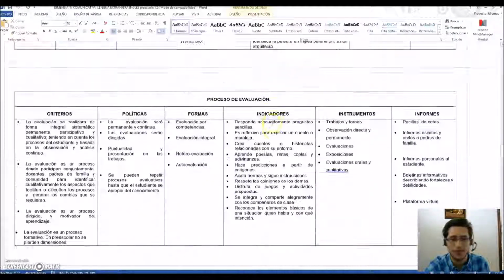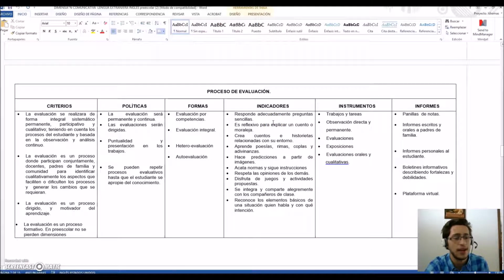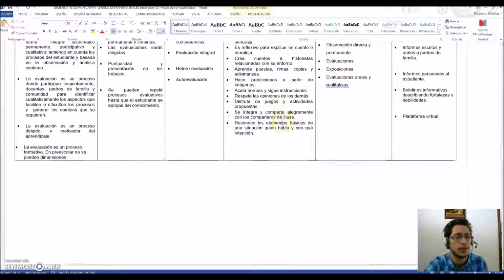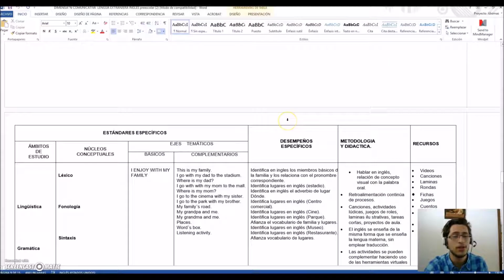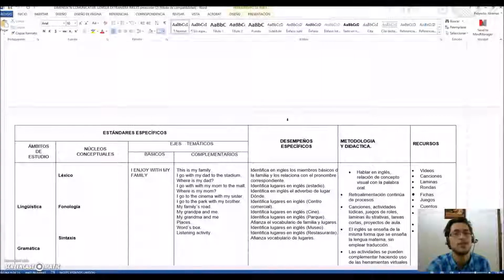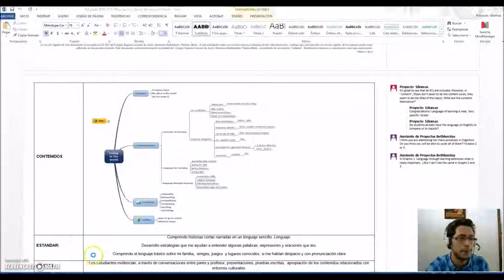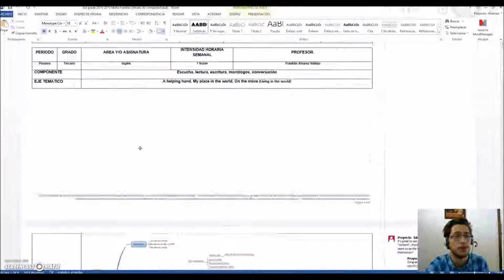So as we can see, everything is very well structured. It's a very good plan, but we don't see the 4Cs of the project in here. So I'm going to show you an example from other schools, from Bethlehemite schools in Palmira, in Popayan, and in Pasto. I'm going to show you how they have actually included the 4Cs into the format, into the syllabus. So the first example is going to be Palmira. This is a plan from Palmira.